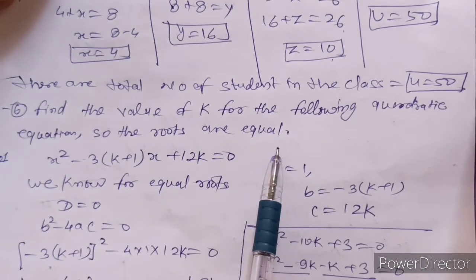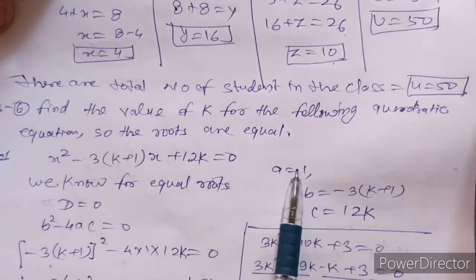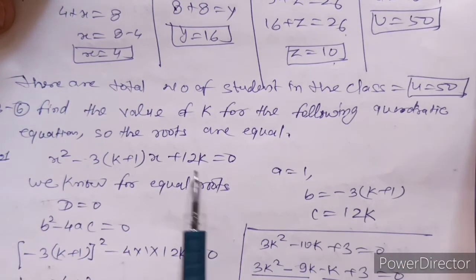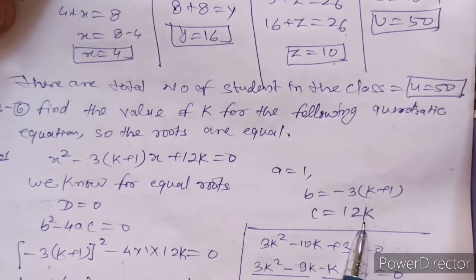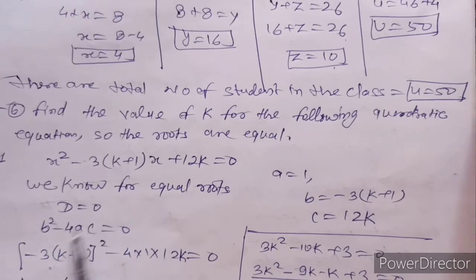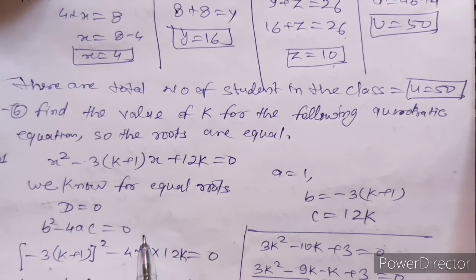So the roots are equal. Roots should be equal, so for that we compare, and a equals 1, b equals minus 3 times (k plus 1), and c equals 12k. For equal roots we know that D is equal to 0. What is D? D is equal to b square minus 4ac equals 0.